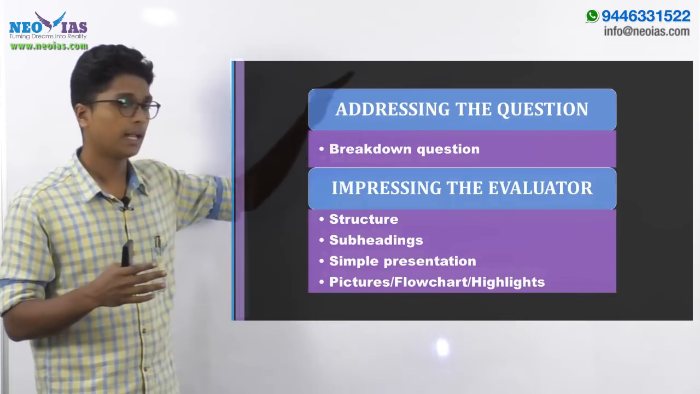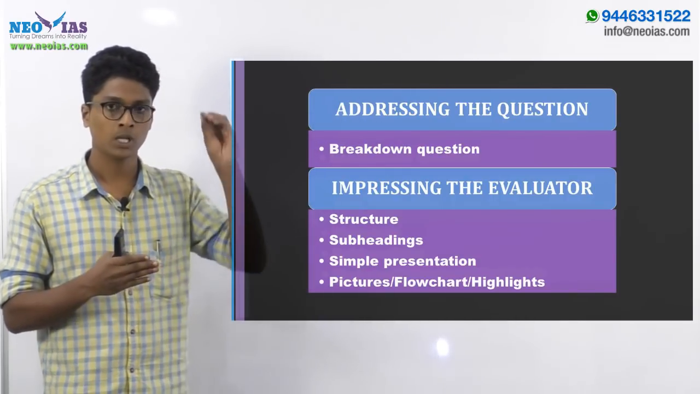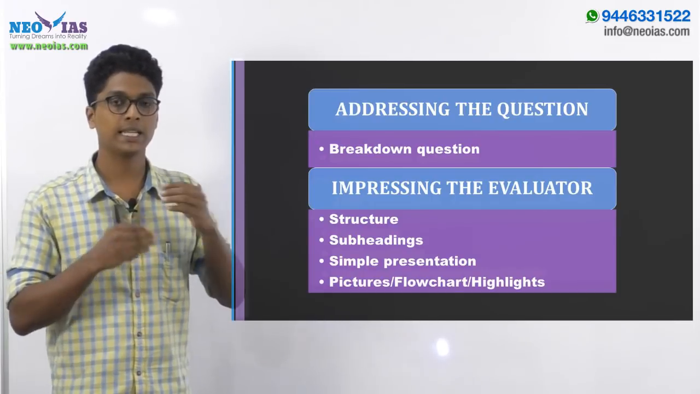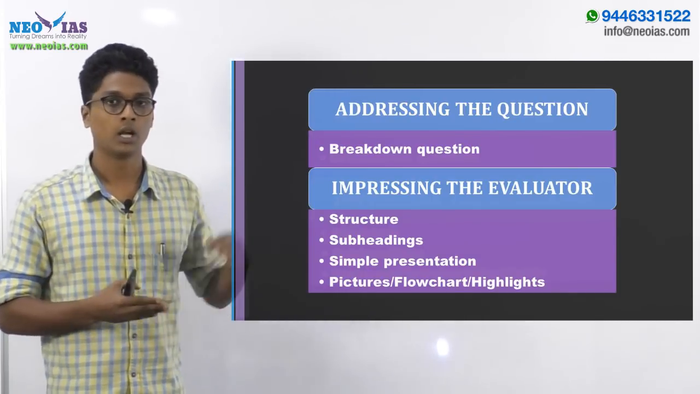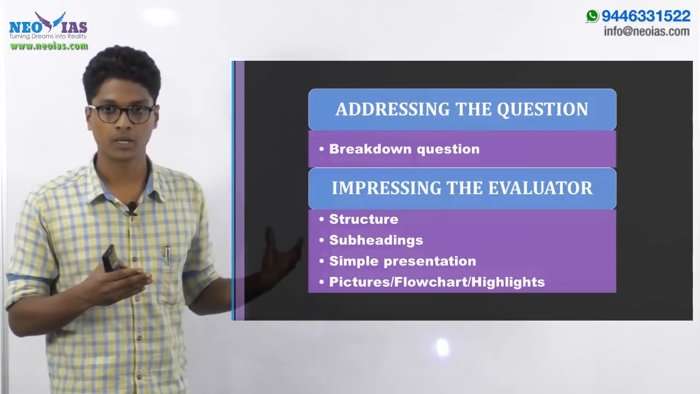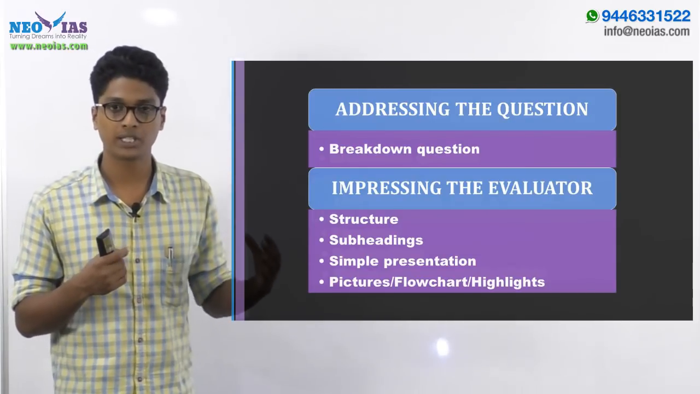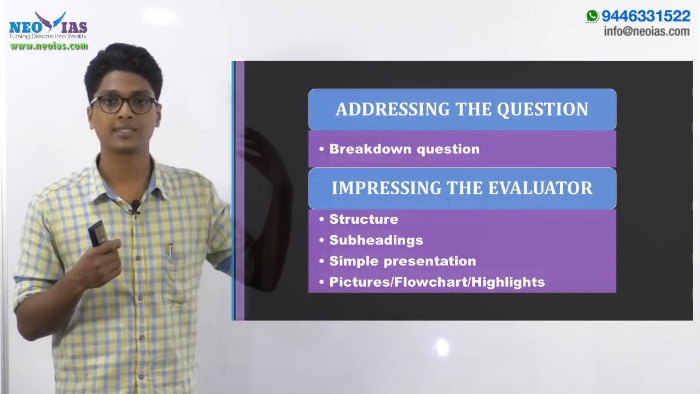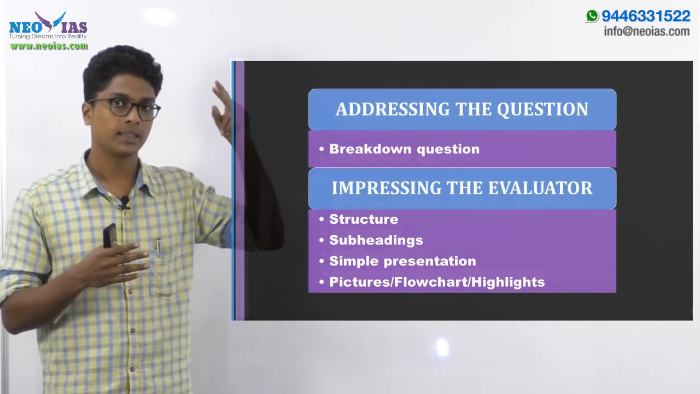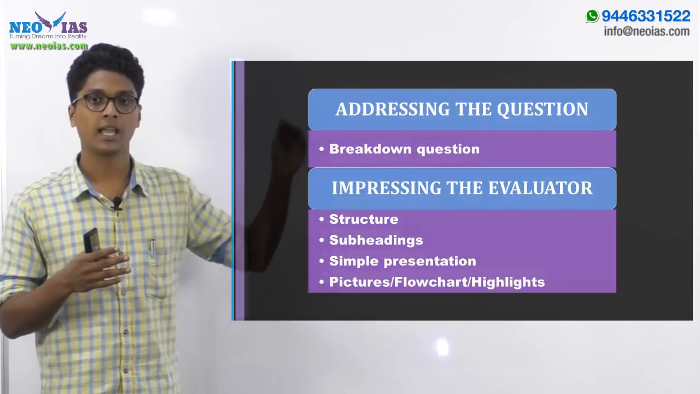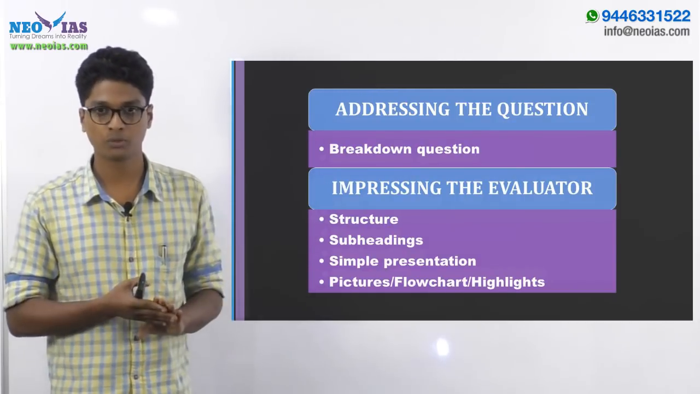The first one is addressing the question. If you're writing an answer and you leave out the major parts of the question, you won't get marks. For example, consider a model question: bring out the challenges associated with monsoon prediction as well as the techniques associated with monsoon prediction. In this one, the two major aspects are the challenges and the techniques associated with monsoon prediction.